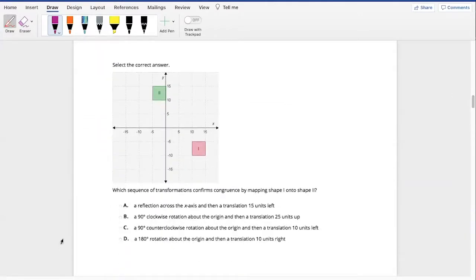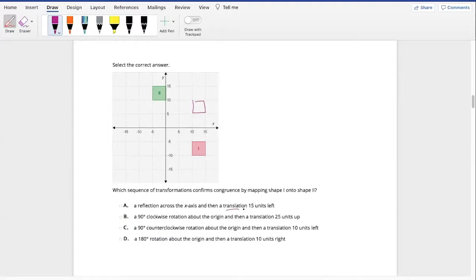Let's take a look at this one. Which sequence of transformations confirms congruence by mapping shape 1 onto shape 2? Again, you just kind of got to go through these and think about and see what works. And we're going to have to test them all. So a reflection across the x-axis. So if I flipped it, it would end up up here. That would be our reflection across the x-axis.